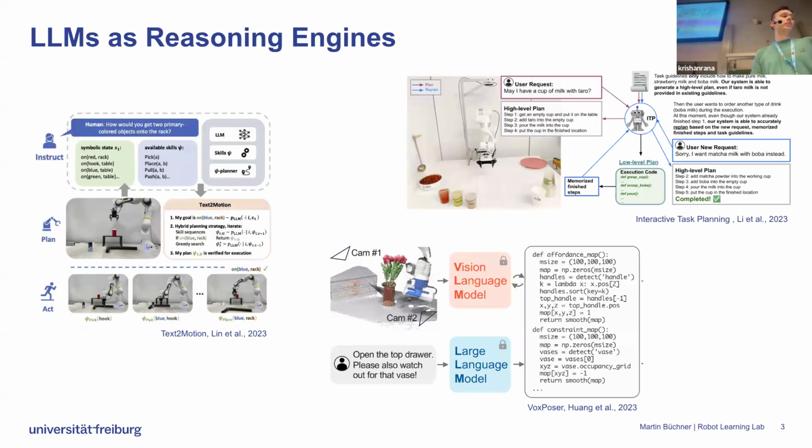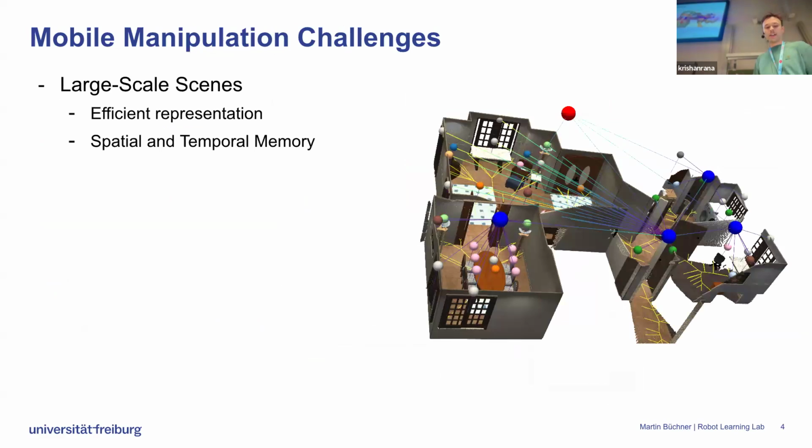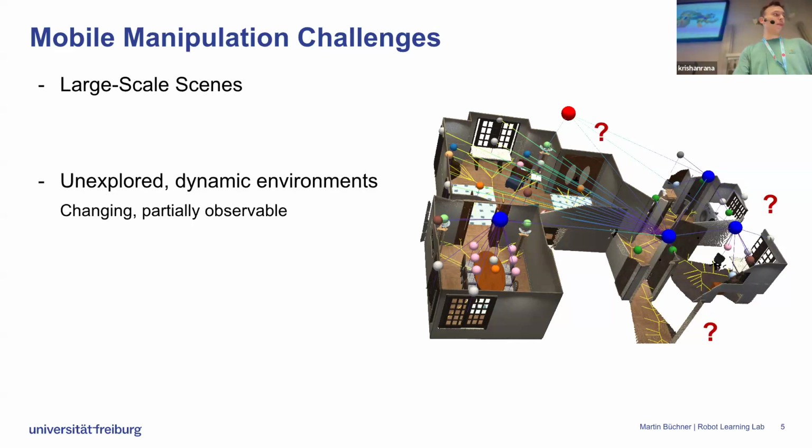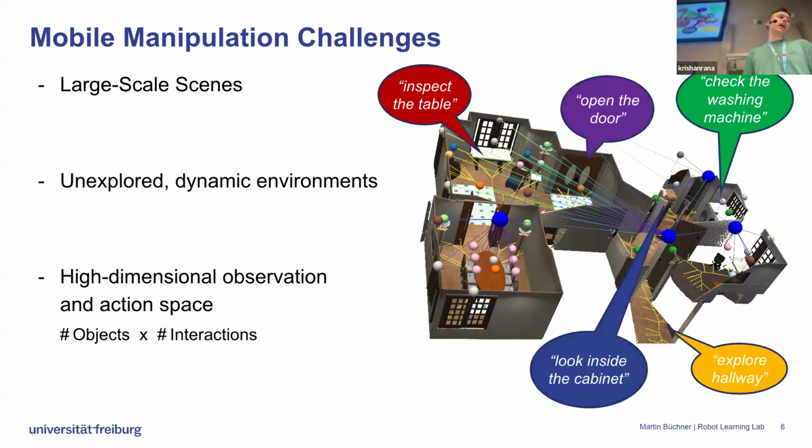LLMs have shown remarkable capability in terms of high-level reasoning, and this was mostly demonstrated in tabletop scenarios or fully observable environments in navigation scenarios. In mobile manipulation, however, we face a different set of challenges. First of all, we have large-scale scenes which require an efficient representation for spatial and temporal reasoning. Secondly, we face unexplored and dynamic environments.